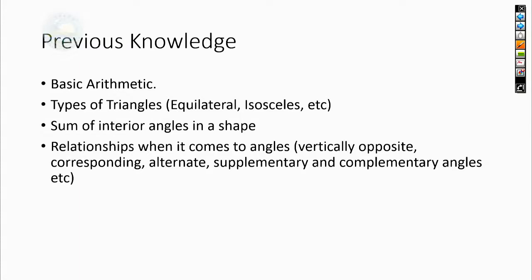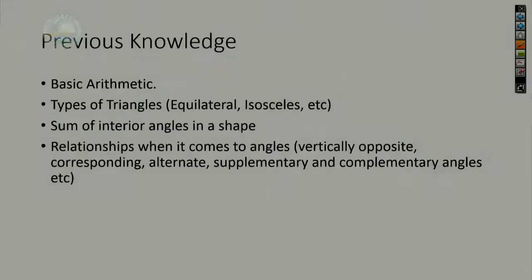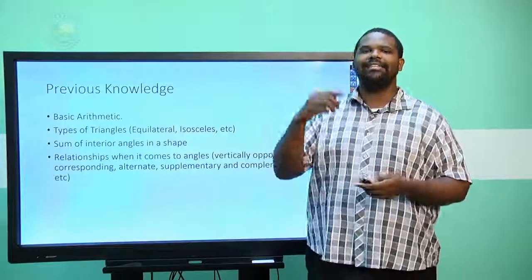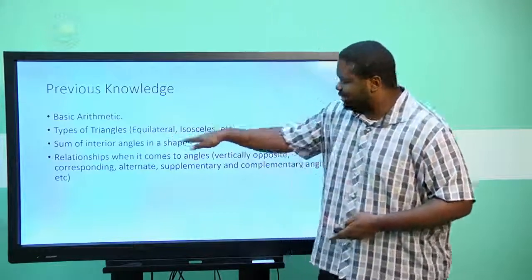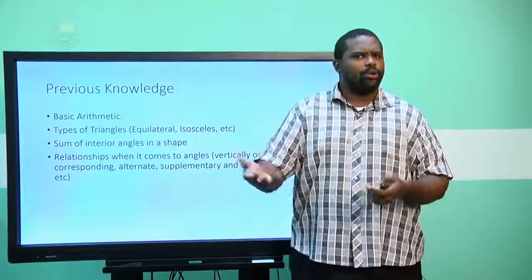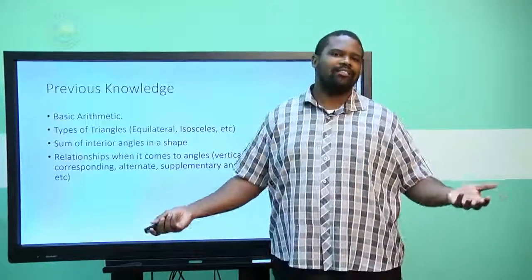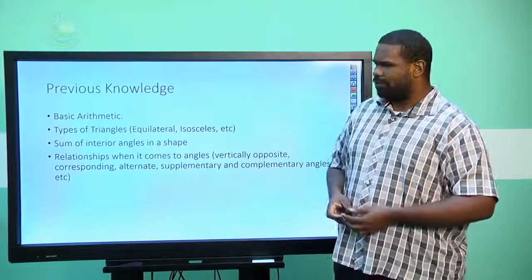Another thing is that we must know all types of triangles. Now, we should know that a triangle is a three-sided shape. And we should know already that there are equilateral triangles, which means that all three sides are the same length, and as a result, all the interior angles are the same measure. We should know about isosceles triangles already. We should know about right-angled triangles already, and so on and so forth.